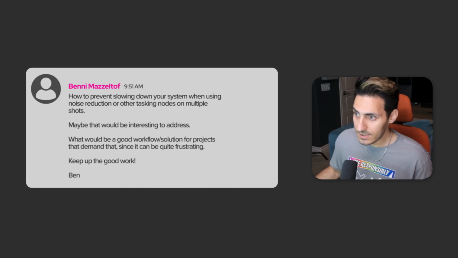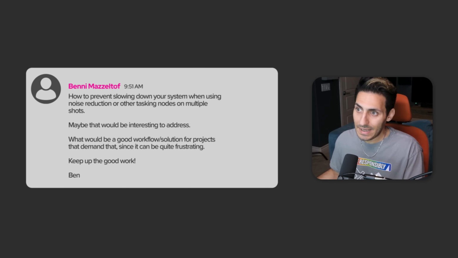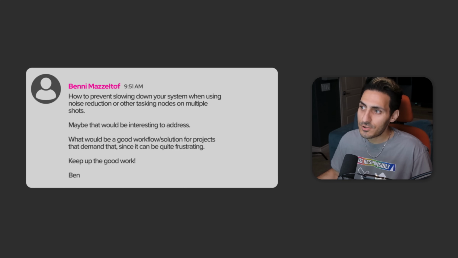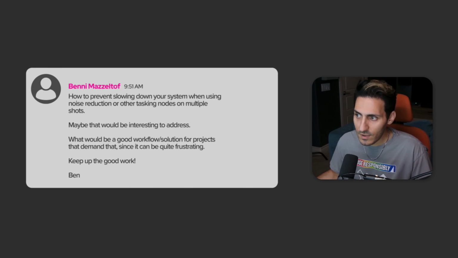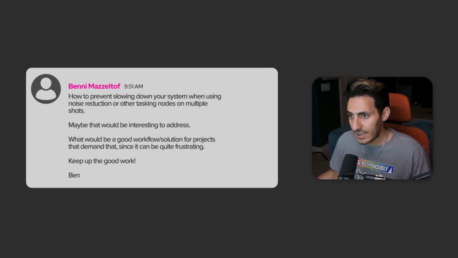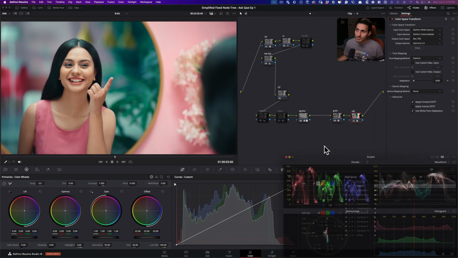All right, so let's start with the first question, which is from Ben. And he's asking how to prevent slowing down your system when using noise reduction or other tasking nodes on multiple shots. Maybe that would be interesting to address. What would be a good workflow solution for projects that demand that, since it can be quite frustrating? Keep up the good work. Thanks for the question, Ben.